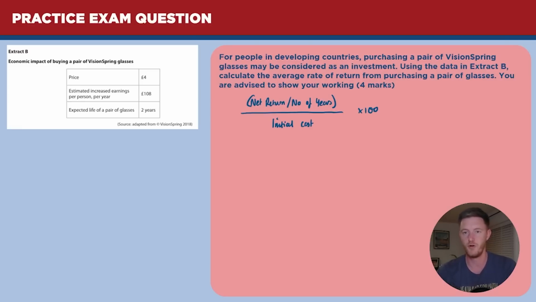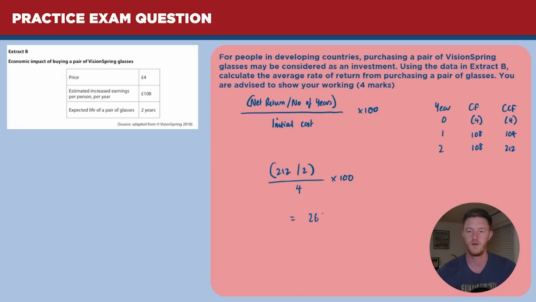So the net return, we know the formula, divided by the number of years and the initial cost. We're going to do this as a table just to make sure we don't miss anything. So we've got year 0, 1, 2, because there's only a 2-year life of the glasses. The initial cash flow was 4, and then for the next 2 years we generated an increased income of 108. So our cumulative cash flow is going to start with -4, then it's going to be 104, and then it's going to be 212. Really important: if you just did 108 times 2, you might forget to take off the cost as well, because it's profit, right? So we have to take off the cost. So 212 over 2 divided by 4 times by 100 is 2,650%.